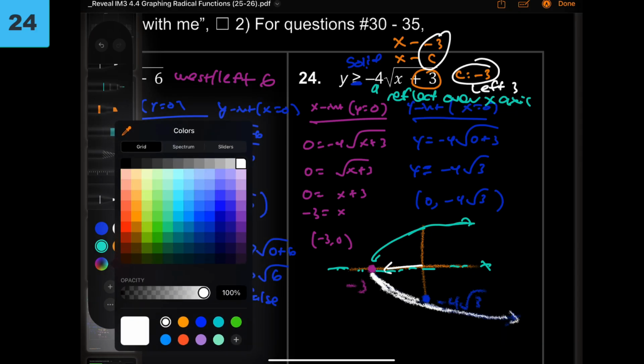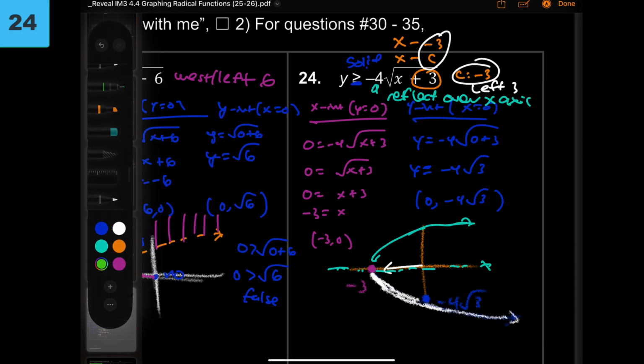Okay, let's go ahead and test some points here. Let's go ahead and test 0. Is 0 bigger than some negative number?